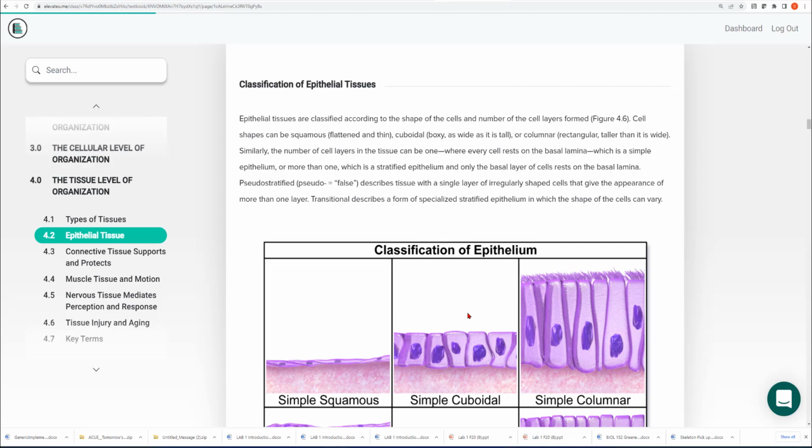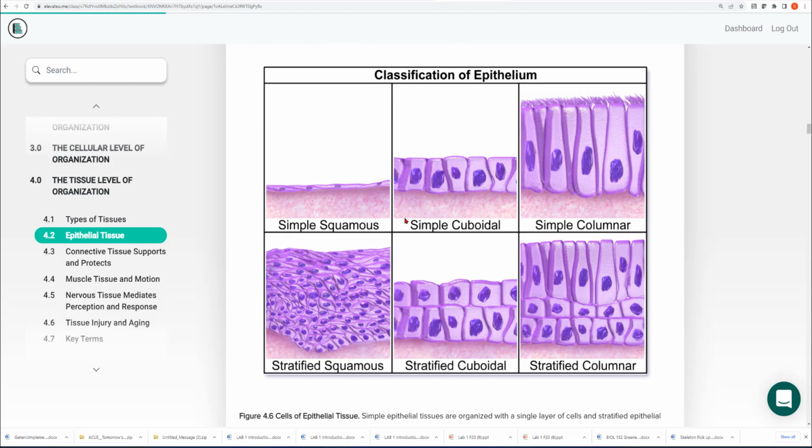Now, this part should seem very familiar to you. You know that we can name, classify, or describe epithelial tissues based upon two very important characteristics. Number one, how many layers of cells are there in the tissue? If there's one layer of cells, we call that a simple epithelium. If there are two or more layers of cells, that is referred to as a stratified epithelium. Then the second characteristic is the primary shape of the cells.